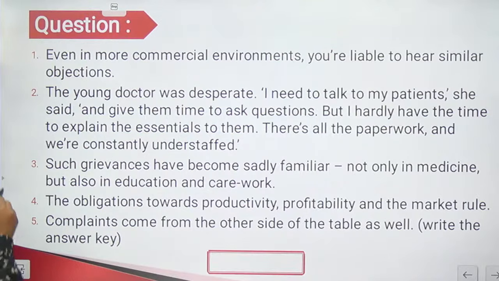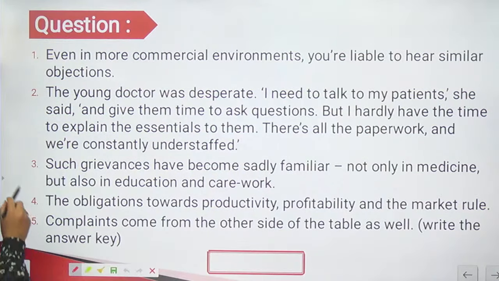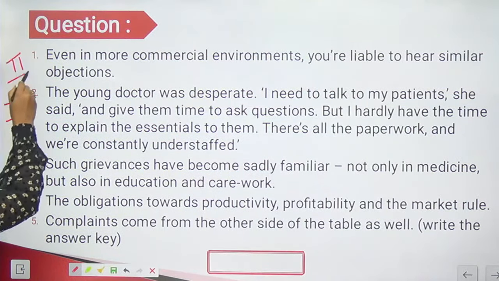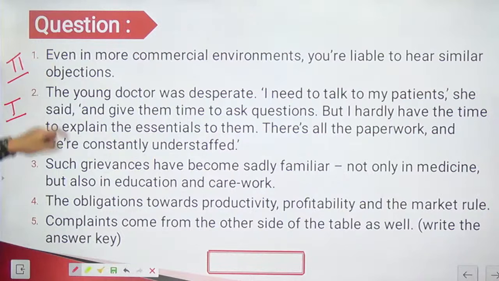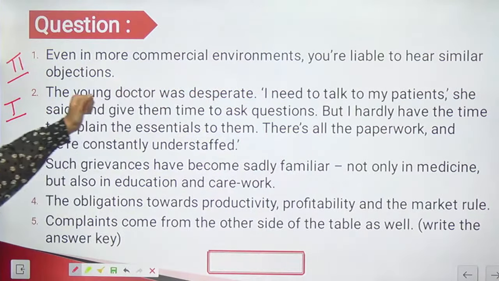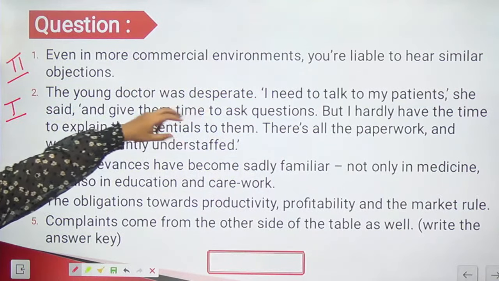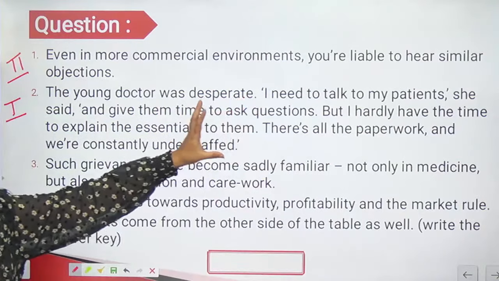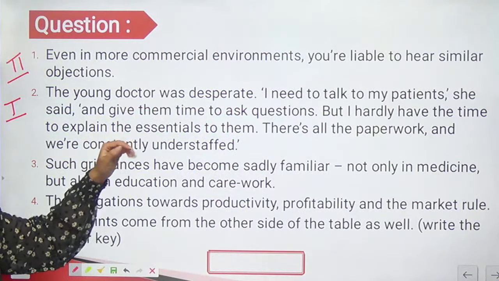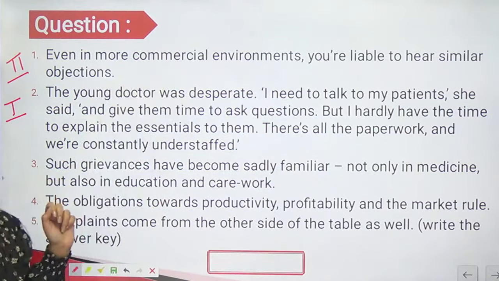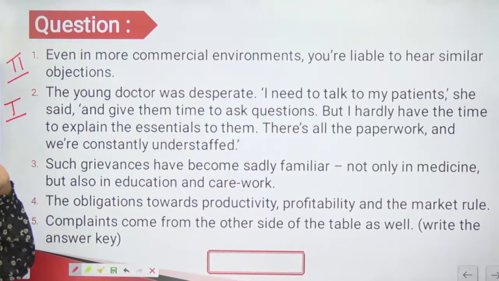So if you try to make a sequence of it, this becomes the opening sentence. This is the continuation of this idea. So they are talking about commercial environment, right? They are talking about that you are liable to hear similar objections. So not just hospital, not just the field of medicine. This is a common problem. Such grievances do arise in all the commercial environment. So this is a continuation of it.